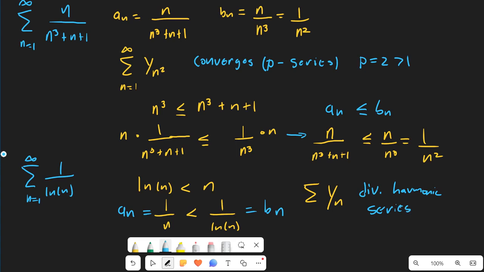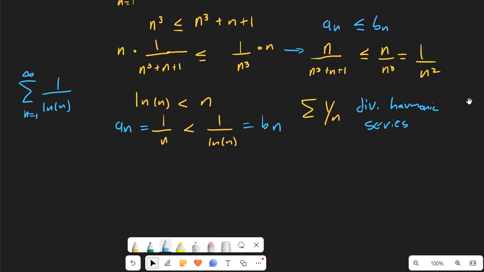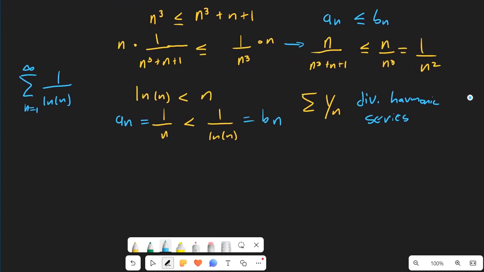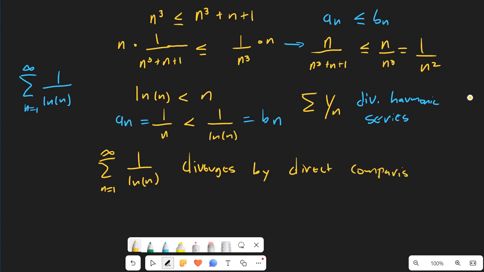Okay? Now, due to the fact that it did satisfy the inequalities for the divergence thereof, that would imply that we basically have the conclusion that the series from n equals 1 to infinity of 1 over natural log of n diverges by the direct comparison test.